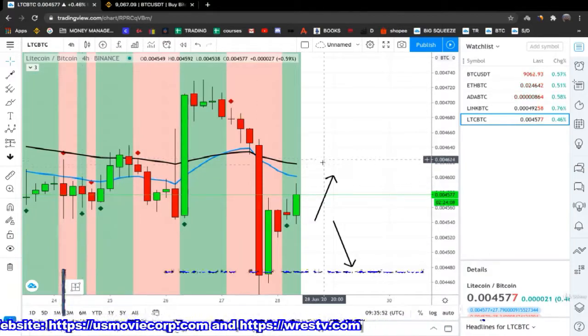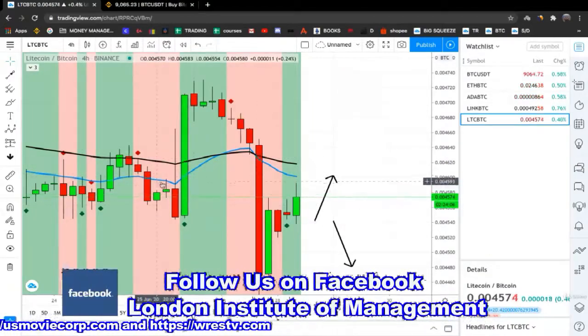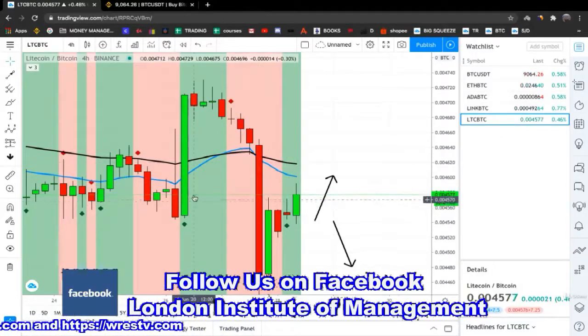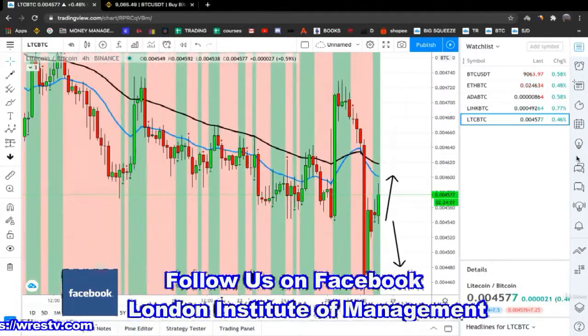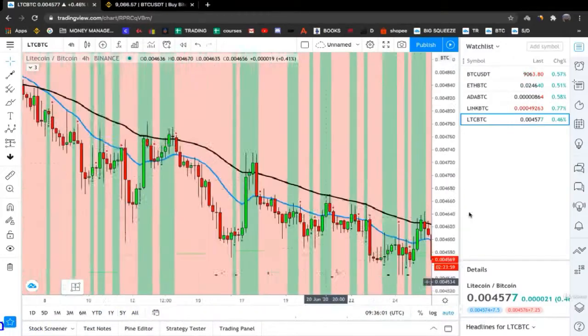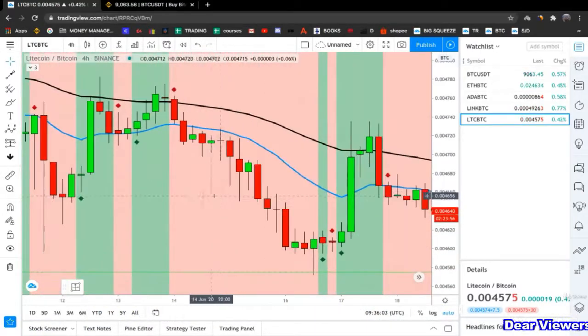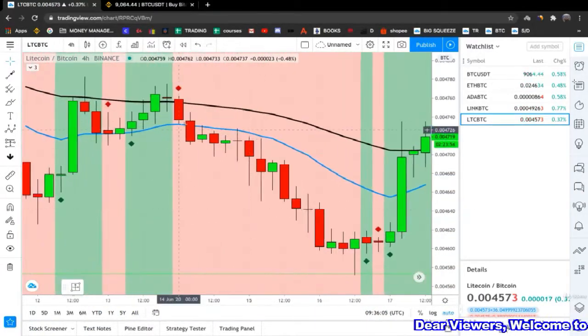A swing high. So this is it basically. This is it. Let me still give you some more examples. Let's see this Litecoin thing. So this is a good example here.